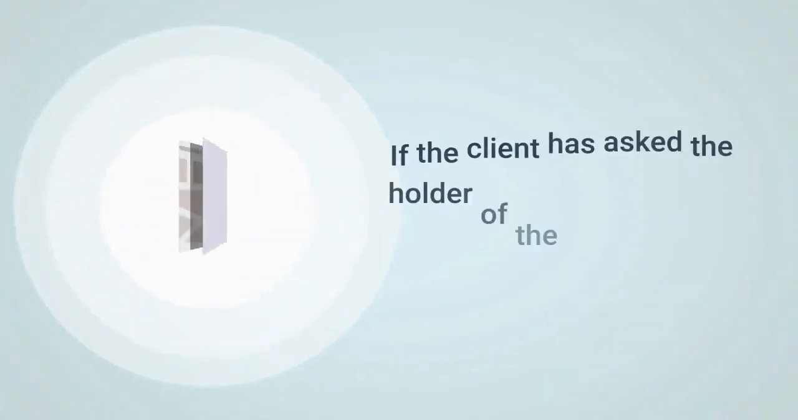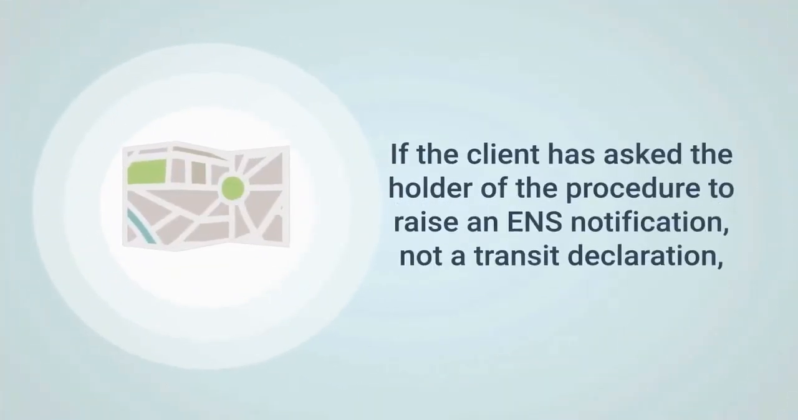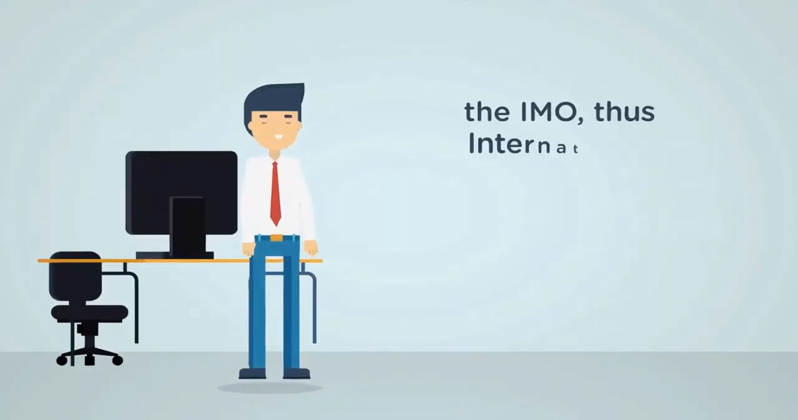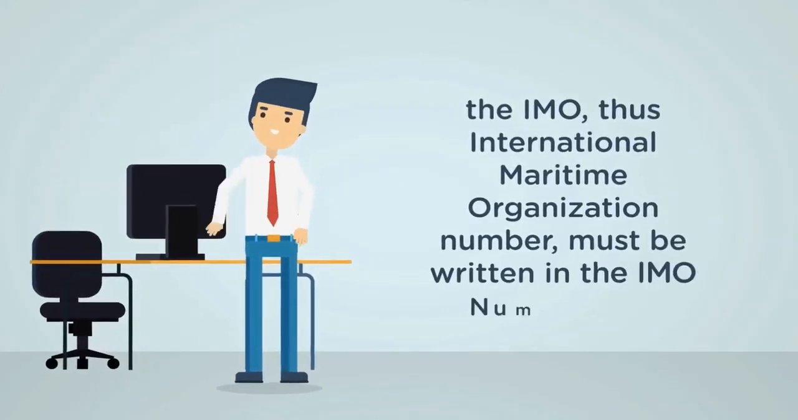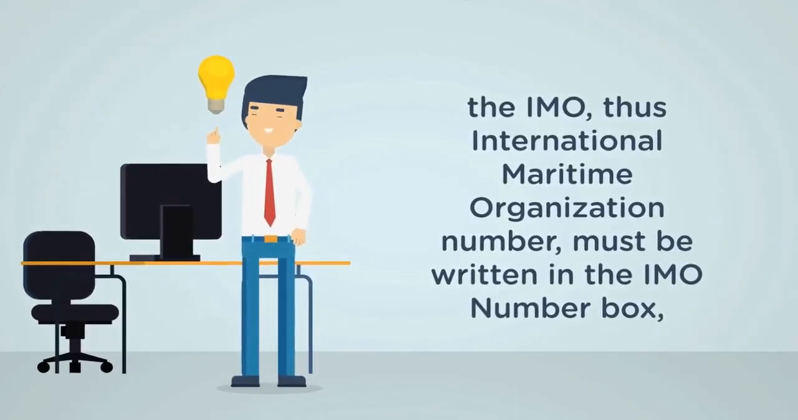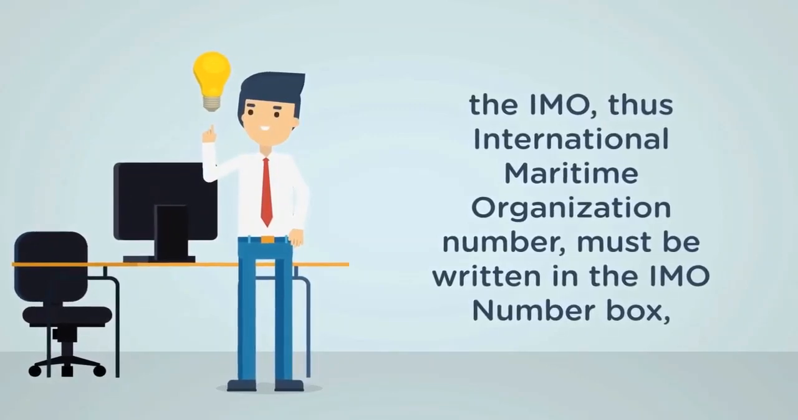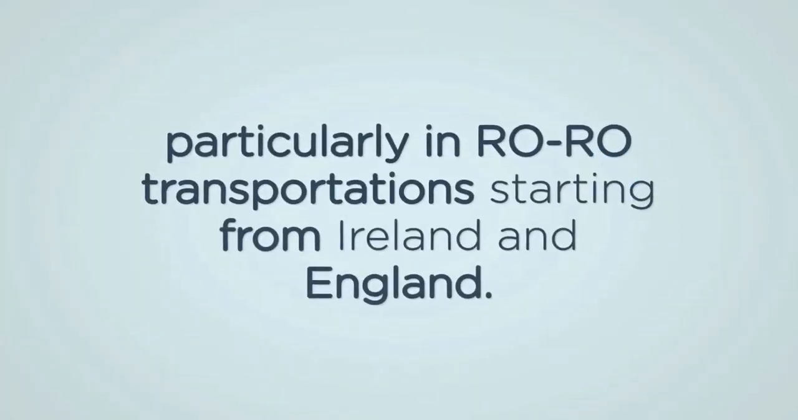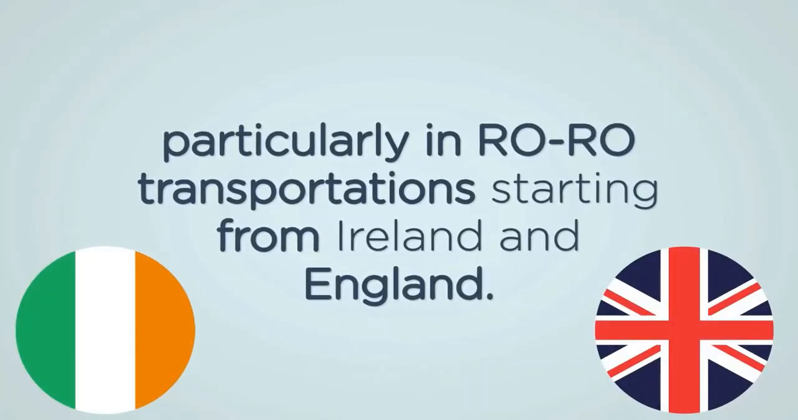If the client has asked the holder of the procedure to raise an ENS notification, not a transit declaration, the IMO, thus International Maritime Organization number, must be written in the IMO number box. Particularly in RRO transportations starting from Ireland and England.